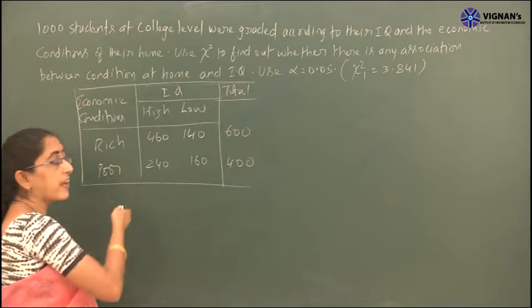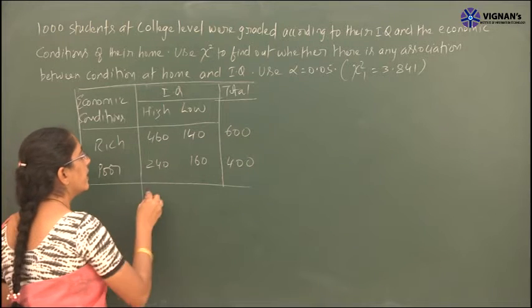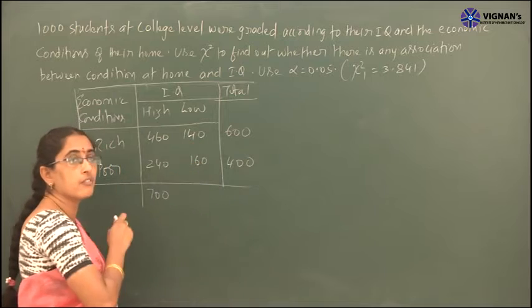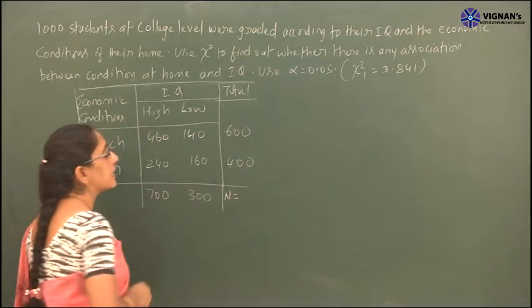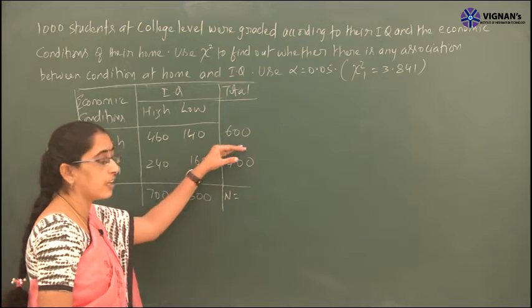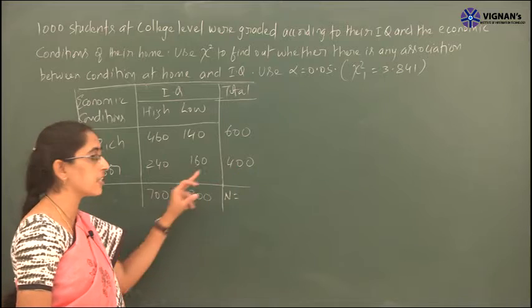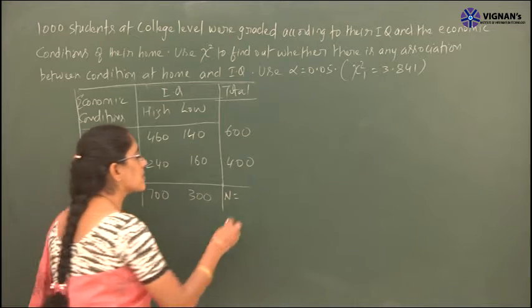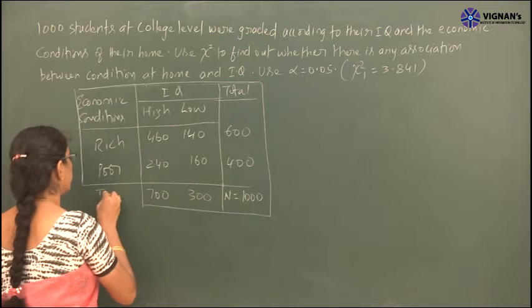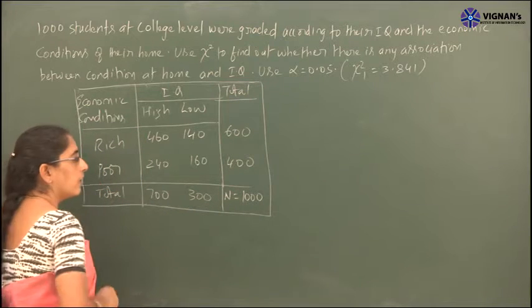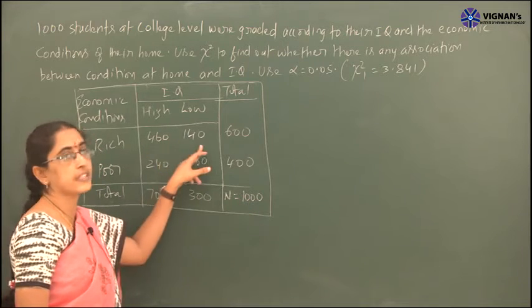Similarly we have to find the total for high IQ also. That is 460 plus 240 is 700, and 140 plus 160 is 300. The total frequency is denoted by capital N. The sum of the rows and the sum of the columns must be equal: 600 plus 400 is 1000, and 700 plus 300 is also 1000. So the total frequency is 1000. Now using this total frequency we have to obtain the expected frequencies.